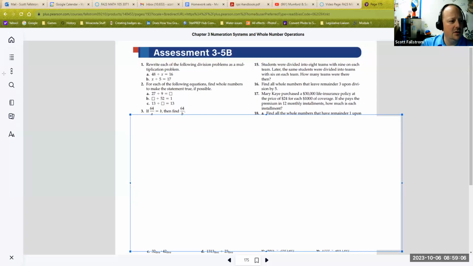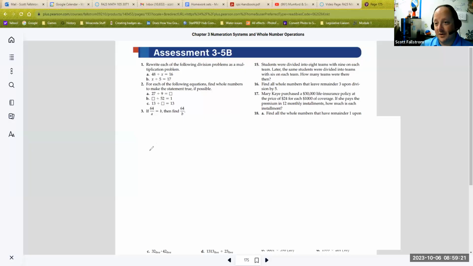All right, so let's take a look at what this question is asking. It says, if 64 divided by A is equal to B, then find what is 64 divided by B. So there's a couple ways to think about it. I'll show the algebraic way, and then I'll also show the other way that involves the four-fact families.